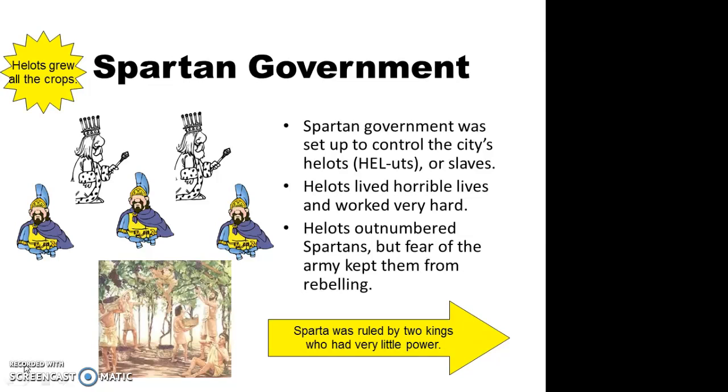Their government was what we call an oligarchy. It was set up to control the city's helots or slaves. The helots lived horrible lives. They were taken very poor care of. They outnumbered the Spartans, but the fear of the army kept them from rebelling, as you can see here. Sparta was ruled by two kings who had very little power.